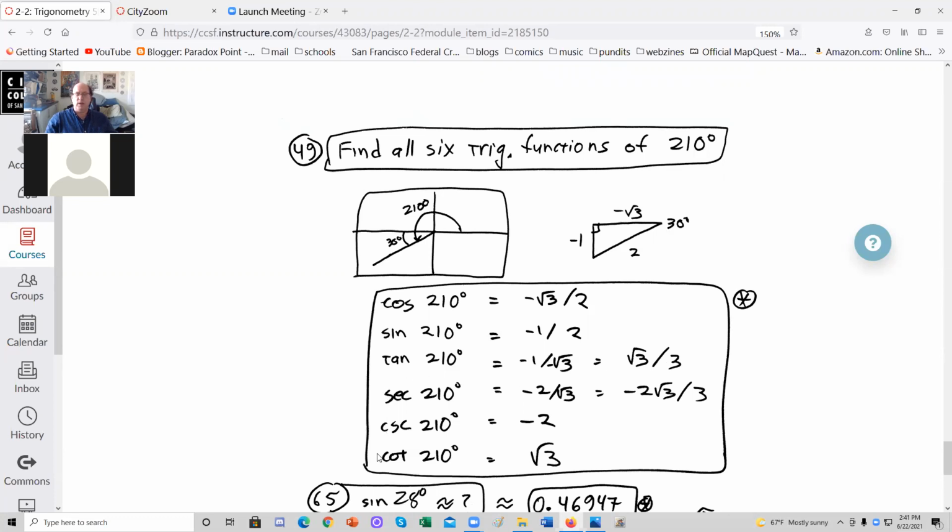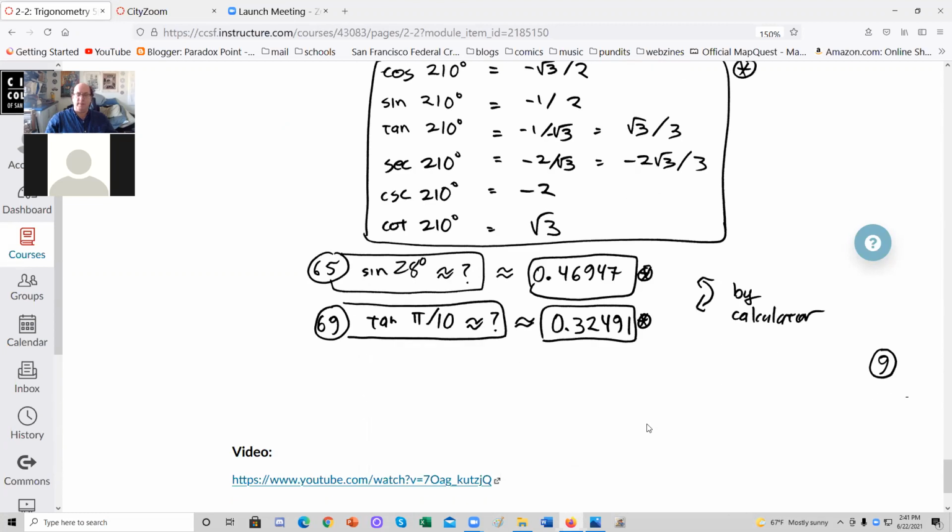Now, secant, cosecant, and cotangent are reciprocals. Secant is the reciprocal of cosine. So you get -2 over root 3, which you can write as -2 root 3 over 3. Cosecant is the reciprocal of sine. The reciprocal of -1/2 is -2. Cotangent is the reciprocal of tangent. And the reciprocal of root 3 over 3 is 3 over root 3, which is root 3.